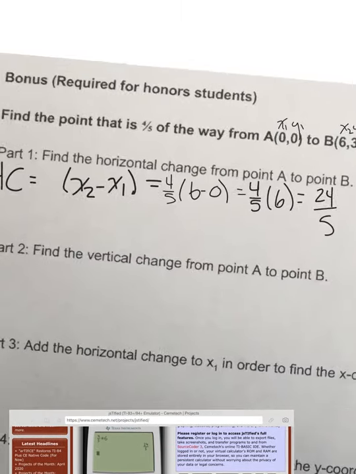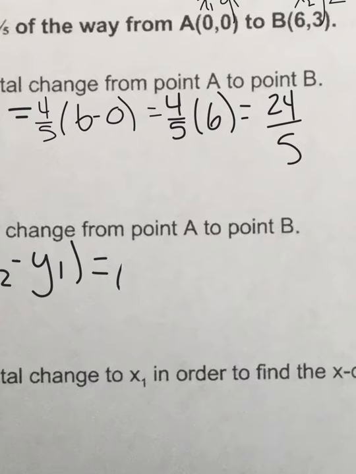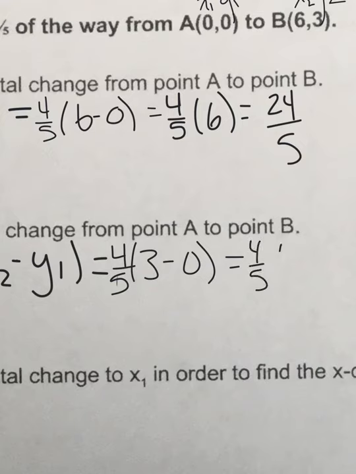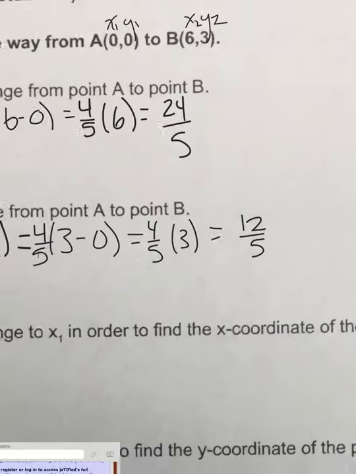All right. So I found the horizontal change. Let's go to the vertical change. For the vertical change, it's going to be y2 minus y1. Y2 here is 3, minus 0. And I only want 4/5 of that change, so I'm going to put my 4 over 5 here. 4 over 5 times 3. And I know that's 12 over 5. But if I didn't know that, I can use my calculator like I did before.